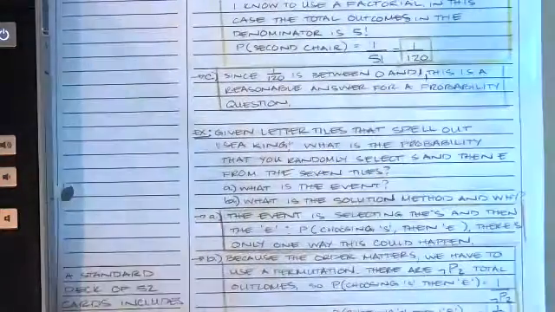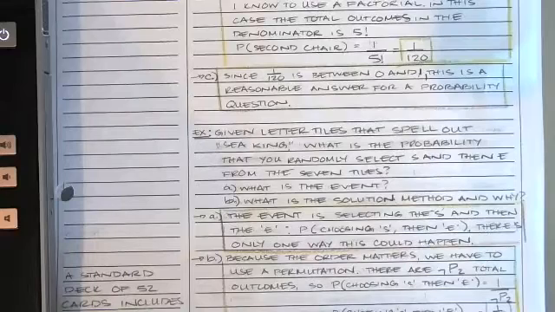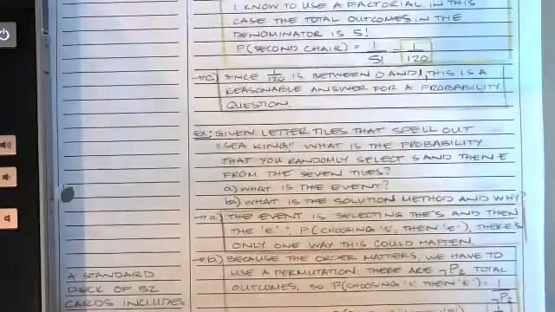Okay, so since 1 out of 120 is between 0 and 1, this is a reasonable answer for a probability question, though it doesn't seem very likely that you'll get selected for second chair. Okay, are we okay with that?